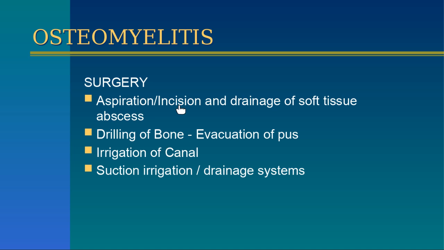So at surgery, we may aspirate, incise, and drain the soft tissue abscess. We drill holes in the bone and evacuate the pus. We irrigate the canal through and through. We may leave suction drains inside it and then remove them once we're happy that we're not draining pus any longer.